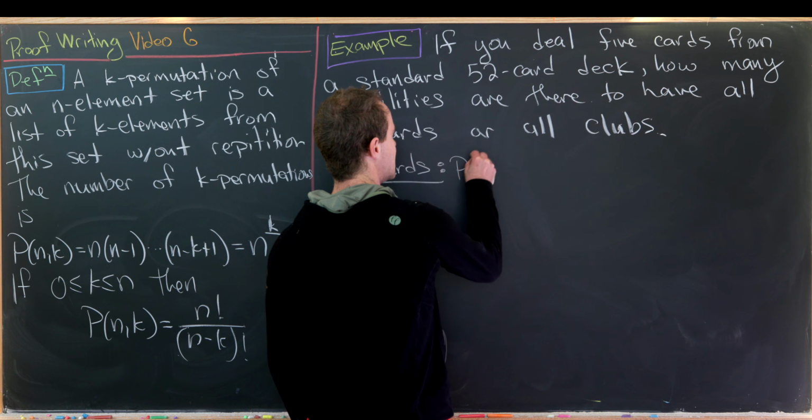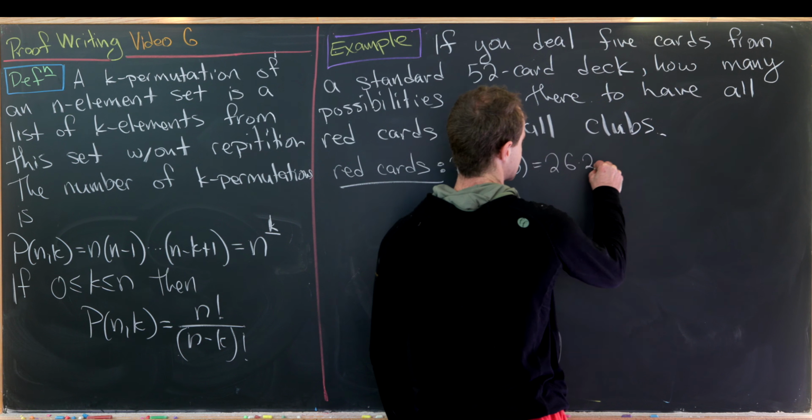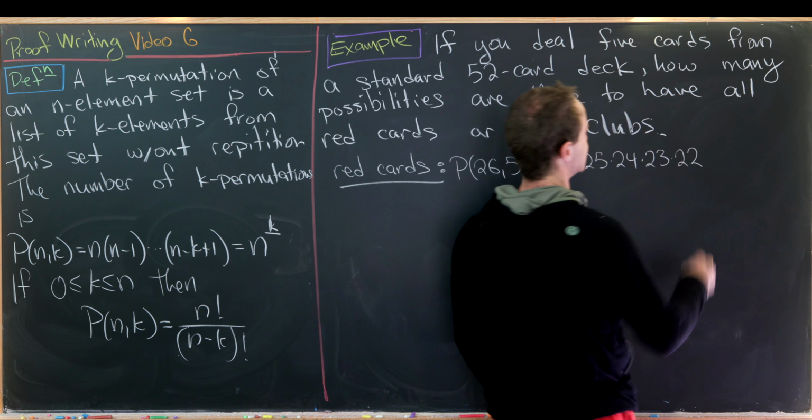So that means we get P(26,5). So that's clearly going to be 26 times 25 times 24 times 23 times 22. Great. And then what about all clubs? So there are 4 suits in a deck and each suit has 13 cards. So that means we want to choose 5 cards from that 13 card set. So that means we want to do the number of permutations P(13,5). So that'll be 13 times 12 times 11 times 10 times 9.